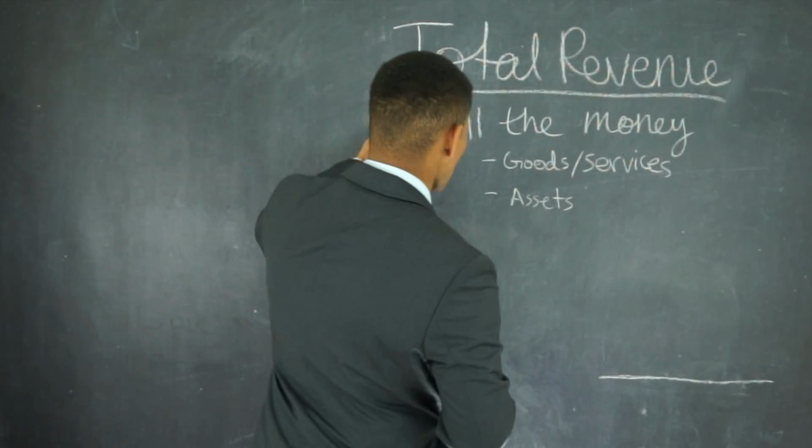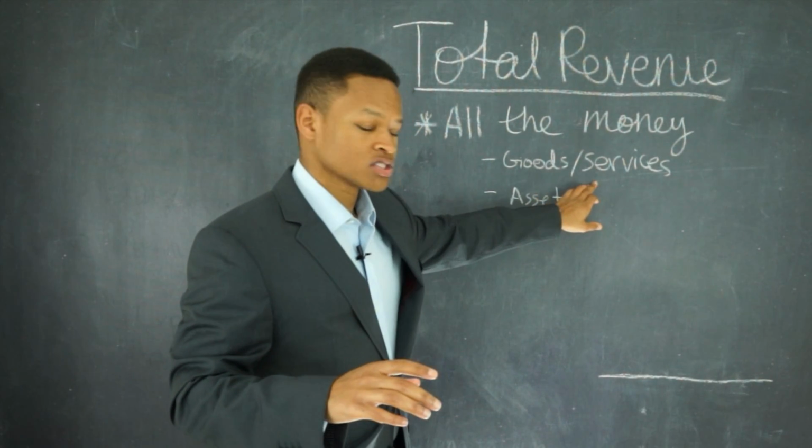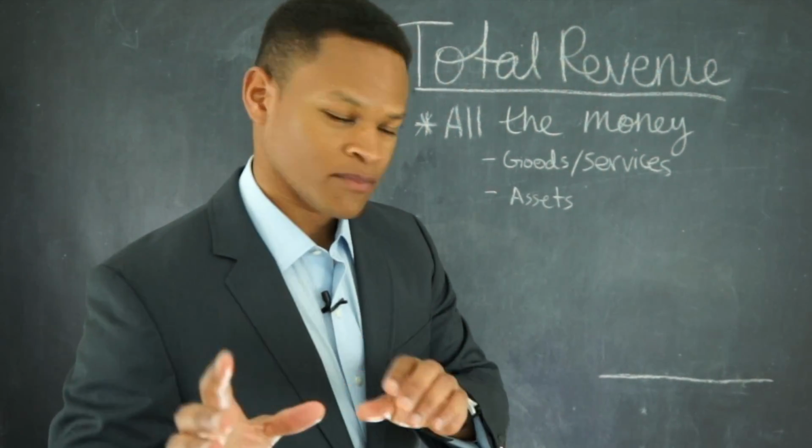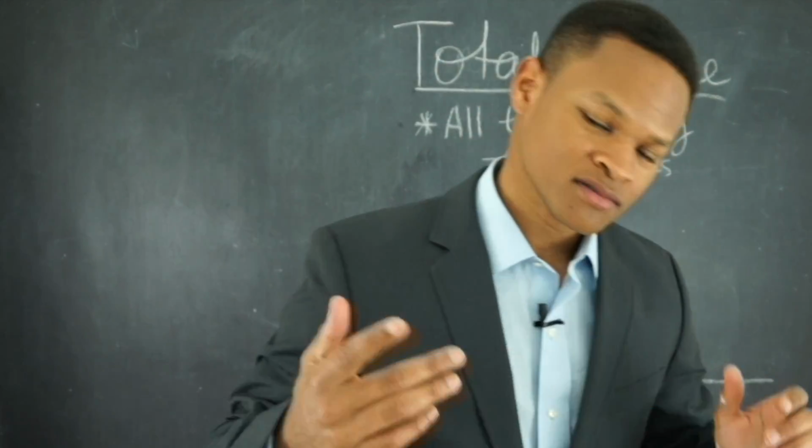Well, total revenue is all the money that a company brings in from the selling of its goods and services. It's also the money that the company brings in from the use of its assets. So all that money put in a pot, total revenue. Let's look at a brief little example.